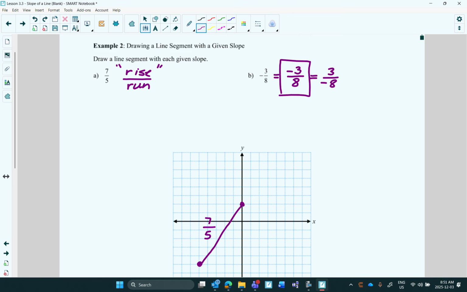Let's say that we put the negative up to the 3. So I've got to find a point or start with a point where I can move down 3 and to the right 8. So don't start over here, because if you move down 3 to the right 8, it's going to take you right off the grid. Start somewhere over here. Doesn't matter. I'll start here.